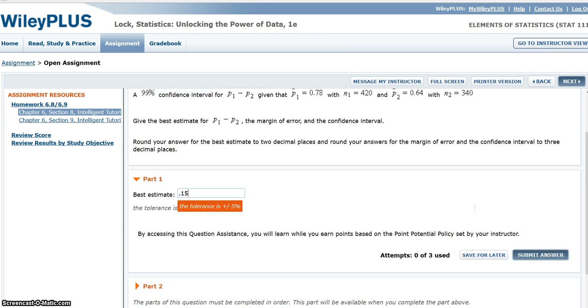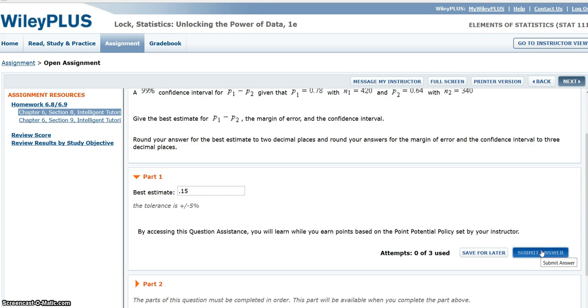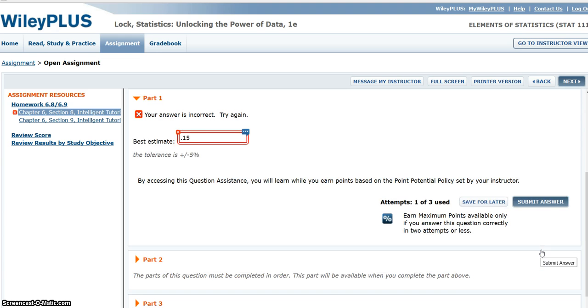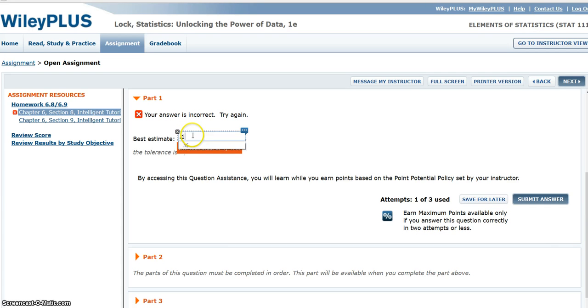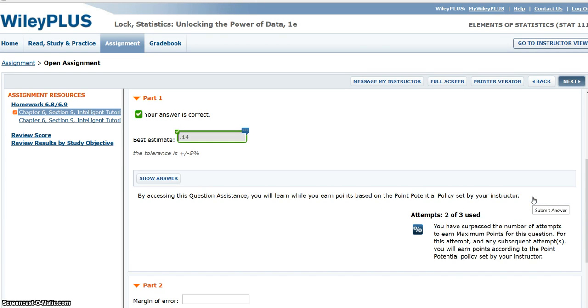Okay, I need to submit that answer. Whoop, I accidentally mistyped that. I said 0.14, but I typed 0.15. Submit my answer. There we go.